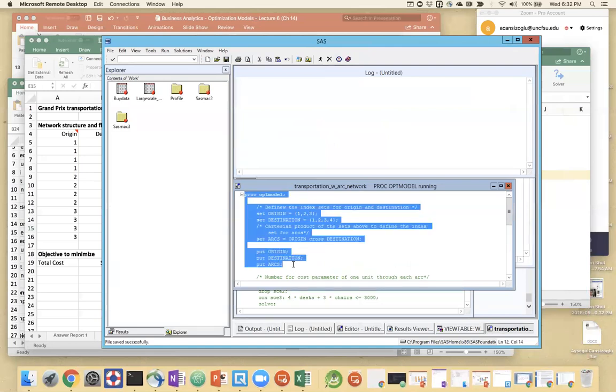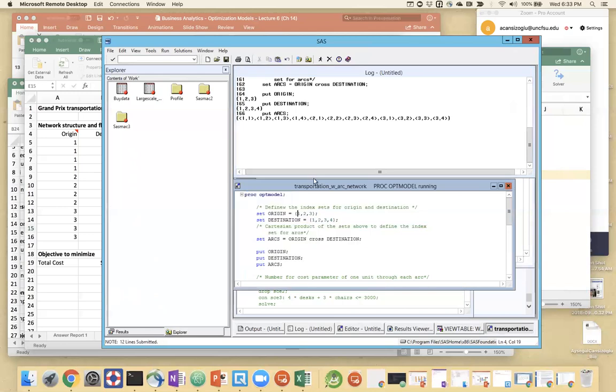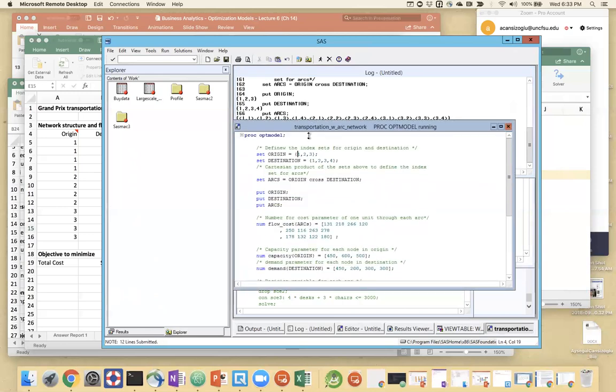One way to run partial code is to select it and then hit submit. Then SAS is going to run just the selected portion of the code. I do that sometimes when I want to see what the output is going to be like step by step. So I'm going to hit this. And you can see that the origin set is 1, 2, 3. The destination set is 1, 2, 3, 4, right? Which makes sense. But the arcs are 1 to 1, 1 to 2, 1 to 3, 1 to 4, 2 to 1, 2 to 2, like the cross product of 1, 2, 3 with 1, 2, 3, 4. So this is an easy way to define the index set for the arcs.